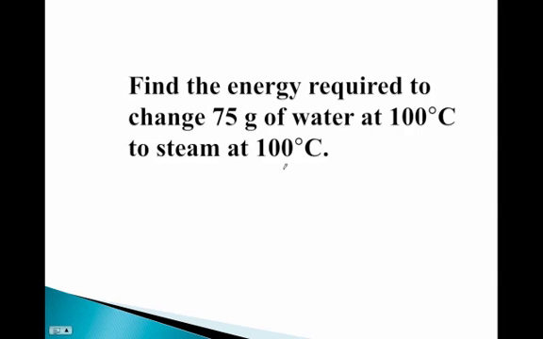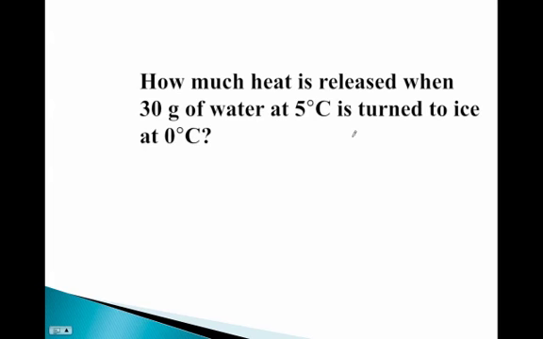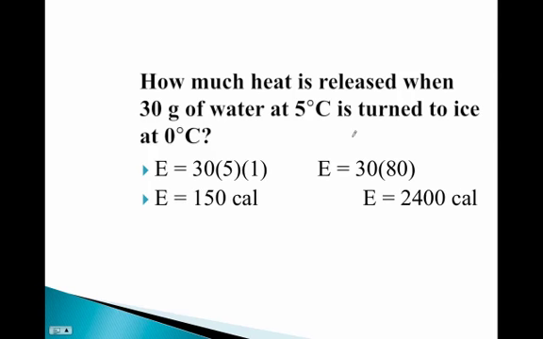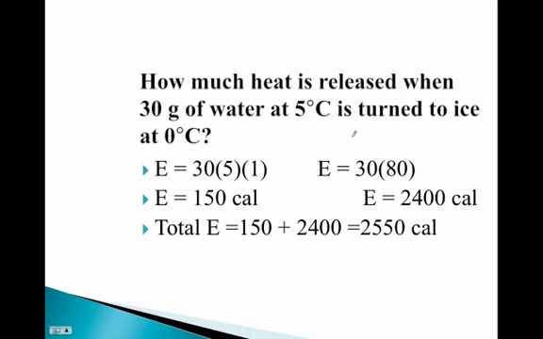Here's another example. The energy required to change 75 grams of water at 100 degrees to steam at 100 degrees. Notice the temperatures are staying the same. So we're going from water to steam, so this is a change in state, and it's the long bridge, it's the heat of vaporization, so we'll just take our 75 times 540, and you'll get 40,500 calories. And then how much heat is released when 30 grams of water at 5 degrees is turned to ice? This is a two-step problem requiring two separate equations, and then at the very end you need to add them together to get your total.